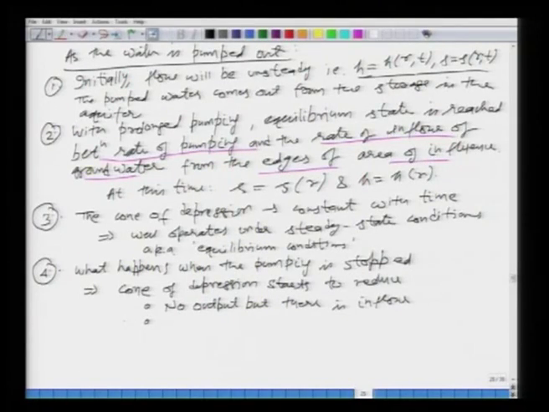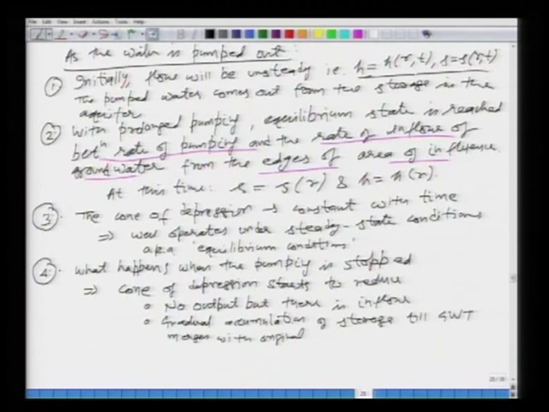What is the other thing? There will be gradual accumulation of storage as a result of all this, till the groundwater table merges with the original horizontal position.